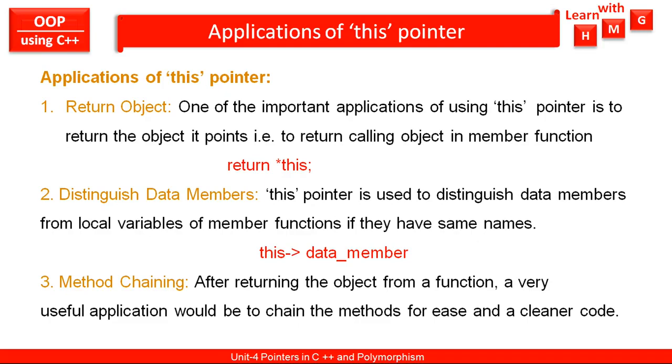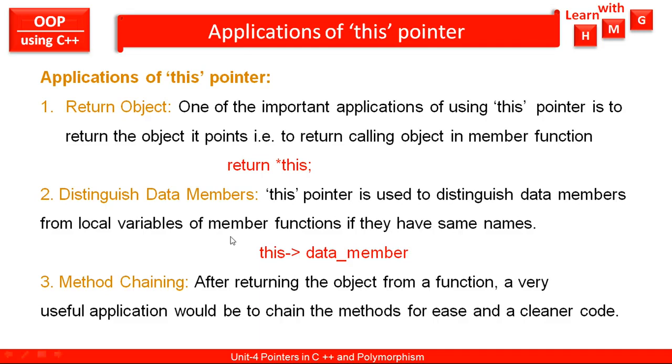So the data member x will be indicated by this arrow x. Like this particular format you have to use whenever you want to write the data member in the member function, it will be attached with this arrow. This arrow data member will indicate that this is the data member, and without this it will be indicated as the local variable.